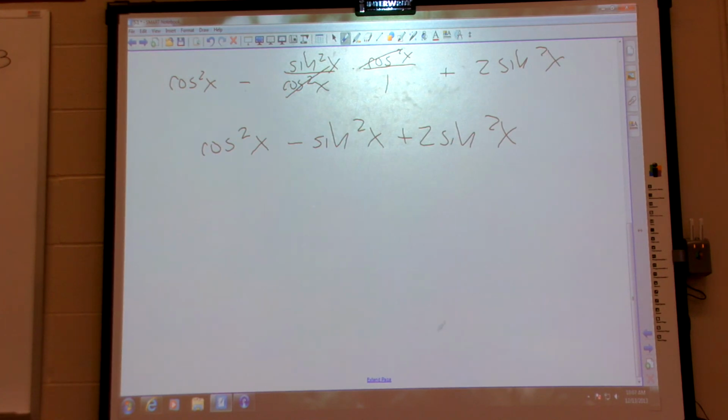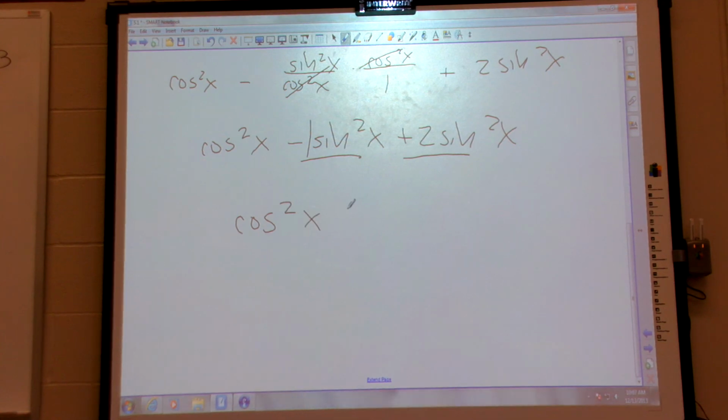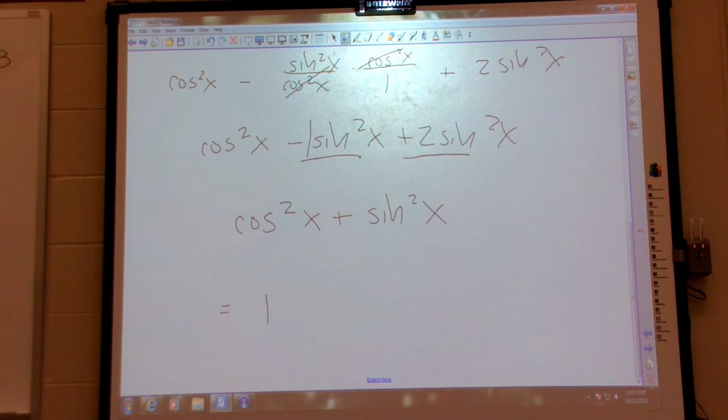Not quite, because they don't all have a sine. But aren't these like terms? Isn't that 1 sine squared, 2 sine squared? Combine those, I get positive 1 sine squared, right? Negative 1 plus 2. And what is that? 1. That's the unit circle.